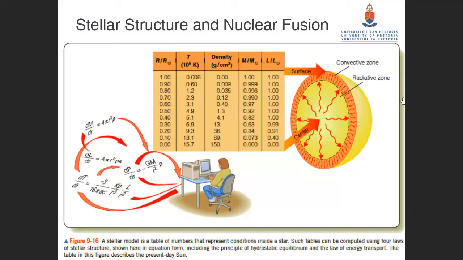So this is our table or mathematical model of the layers of a star. A stellar model is a table of numbers that represent conditions inside a star. Such tables can be computed using the 4 laws of stellar structure, shown here in equation form, including the principle of hydrostatic equilibrium and the law of energy transport. The table in this figure describes the present-day sun. So here are our 4 important equations for this stellar model. Everyone still following?